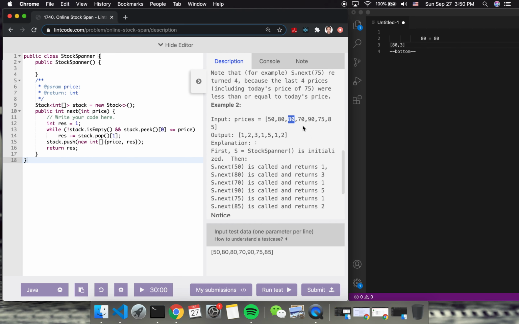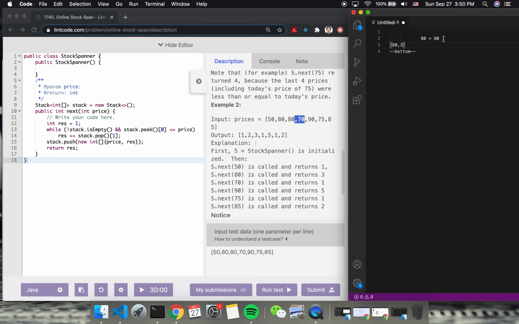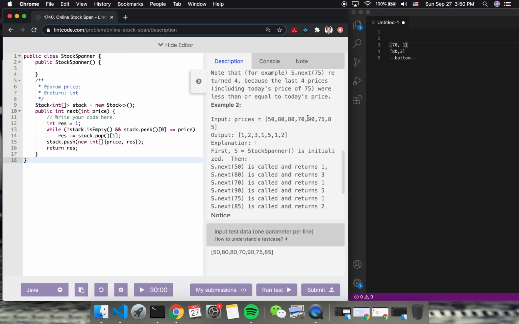Okay, and then we go to the 70s. We say okay, 70 is smaller than the 80. So then we do not pop this out. We simply add this element to the stack, and then we go to the next one, and find the 90.